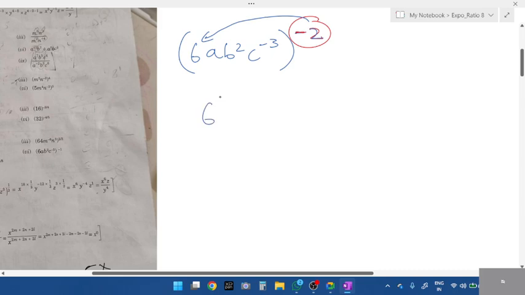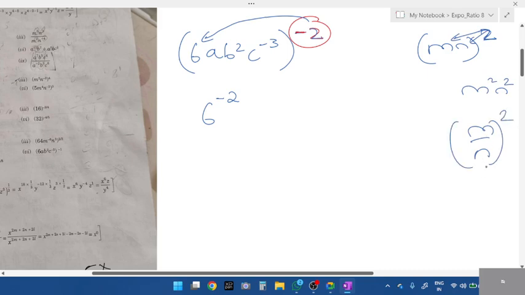But before converting, multiply. What do you get? 6 into 6 to the power of? See, we are applying this rule. How do you solve this question? When you open the bracket, what do you get? M square, n square. For this, what do you get? M square divided by? In the same way, open the bracket and multiply this minus 2 for all the values. What do you get? A to the power of minus 2.